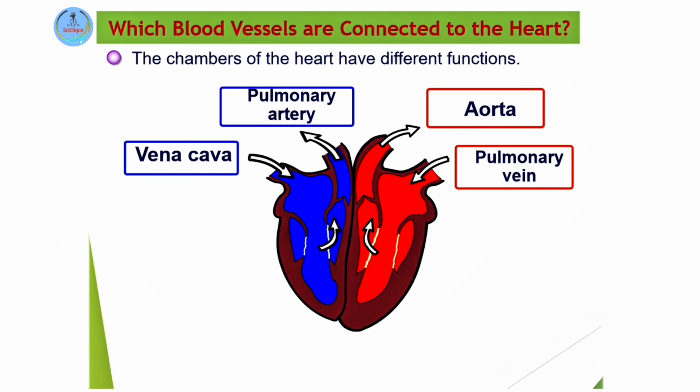Now, one thing, I want you to look at each side of the heart, the left and right. So if we were to start with the left side, the oxygenated part, you're going to note that it's connected to one artery and one vein.